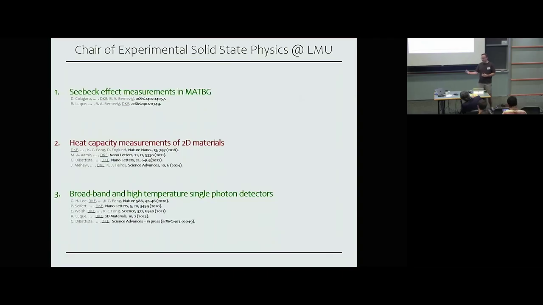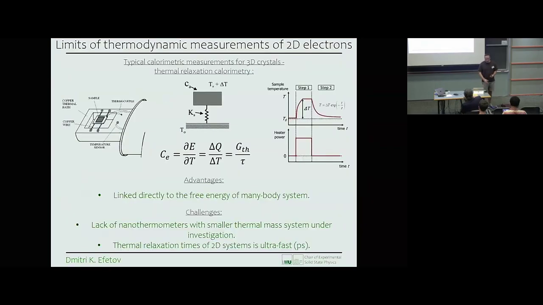This is one of the first experiments that everybody does when studying an interacting system: measuring heat capacity. And there are simple ways to measure the heat capacity in three-dimensional crystals. In two-dimensional crystals, heat capacity is really, really hard, and the reasons are the following.